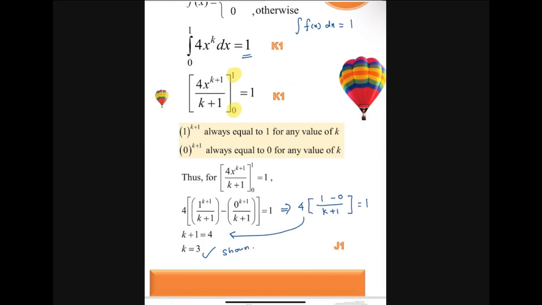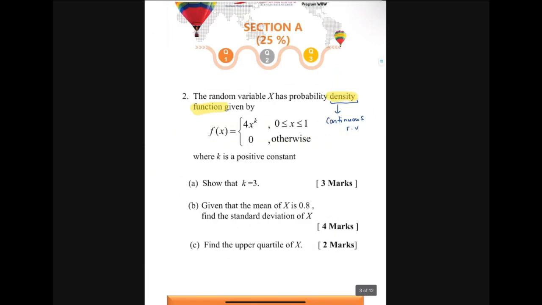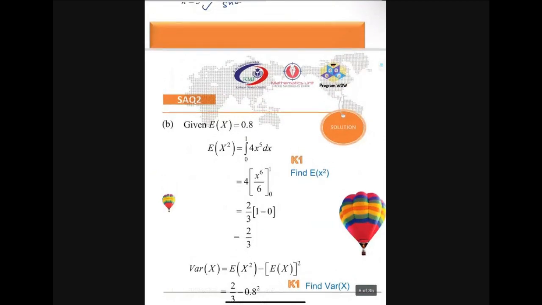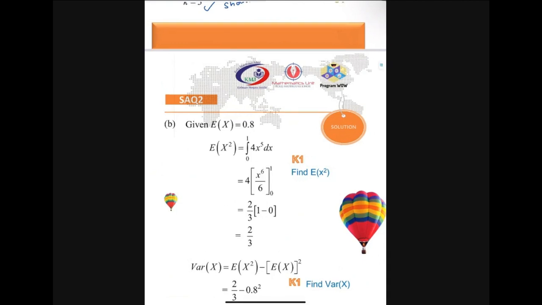So we managed to show what the question asked for. Okay. Settle with the first part. Now moving on, part B. Given that the mean of x is 0.8, find the standard deviation. All right, back to the basics first, we must know the formula. In order to find standard deviation, we must find the variance first. In order to find the variance, we have to find E(X squared). Since the question already provides us with E(X), you just have to straight away use that.